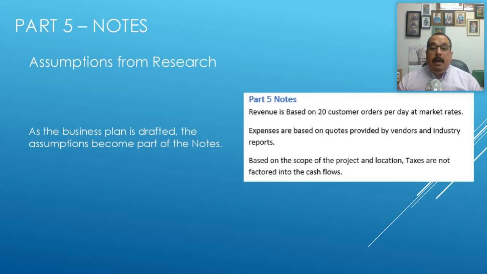Great. The notes is probably the easiest part, but is probably the most important part because it fills in the blanks. How did you get to that revenue number? How did you get to that cost of goods number? It backs up the validity of the cash flow statement.